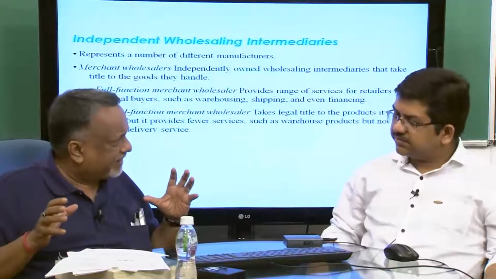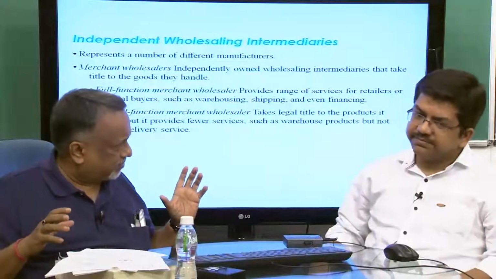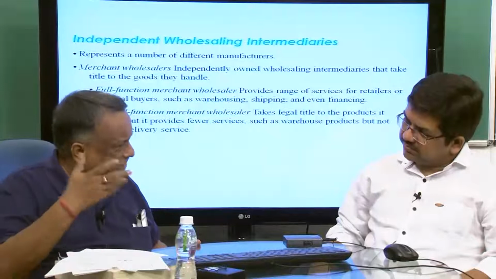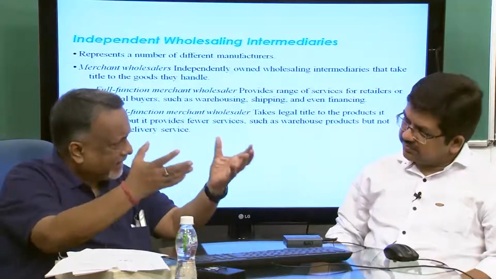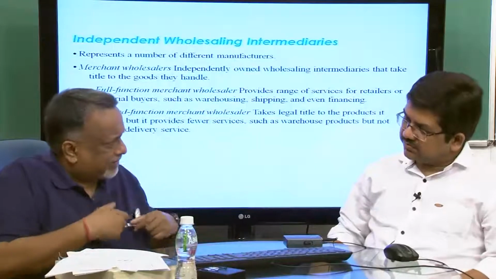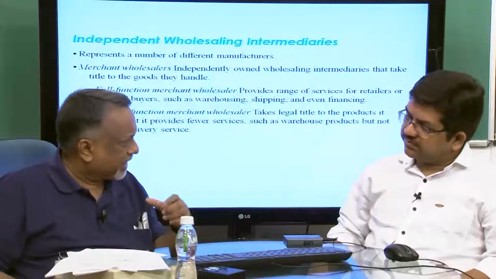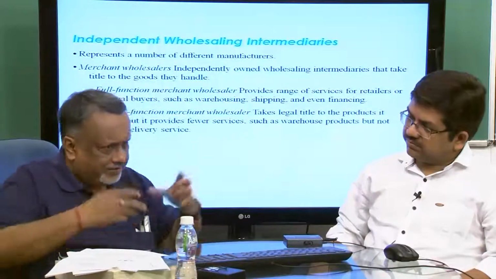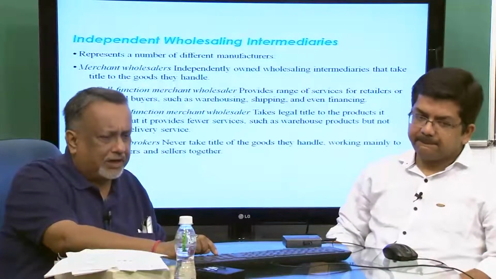Fundamentally they act as very large warehousers, and they also help the cash flow of the manufacturer, because they basically pay, lift the product, store the product, and from them the wholesalers buy. They retain some margin.